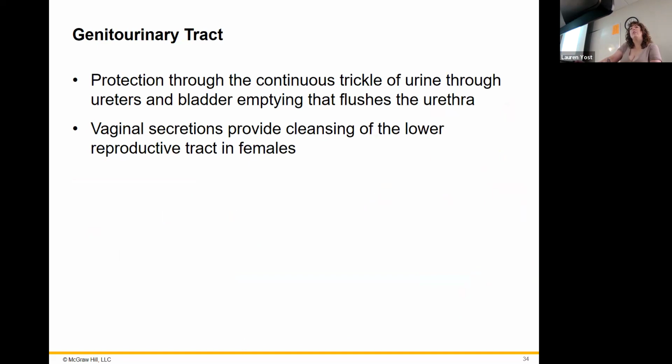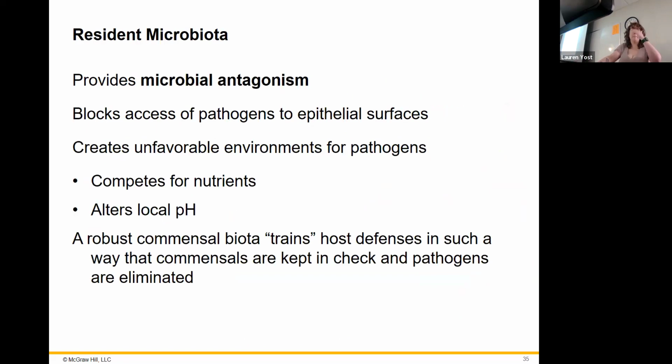We know we have urine and mucus and other fluids in the genitourinary tract that can protect us. Our biome provides microbial antagonism, like we've said, using the nutrients and blocking the living areas, the stadium seats, like I say, blocking access to the epithelial surfaces so that the bad guys can't sit down.